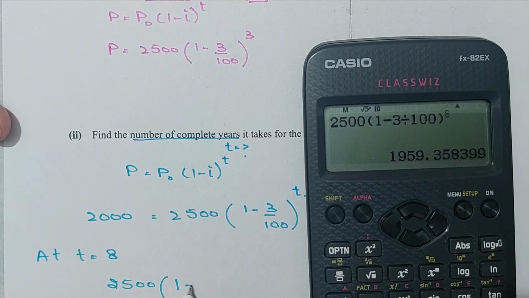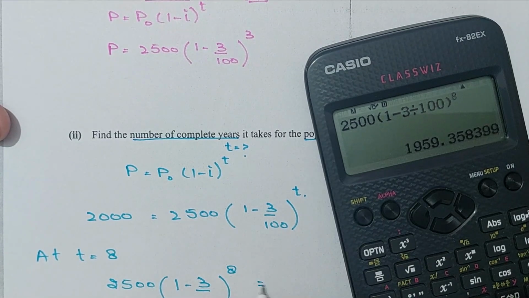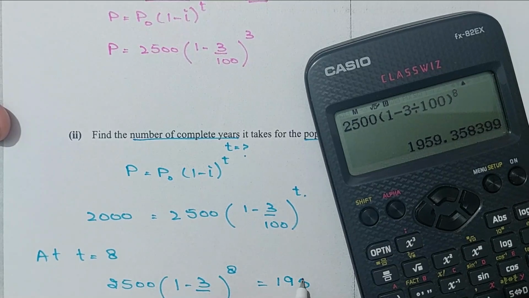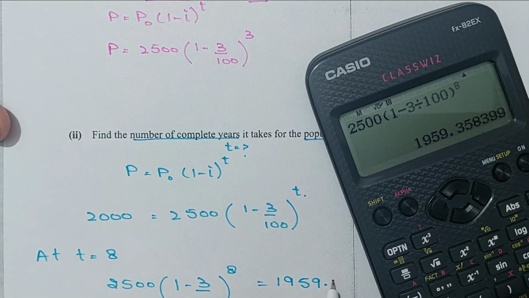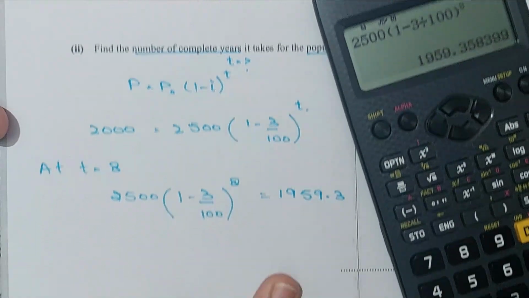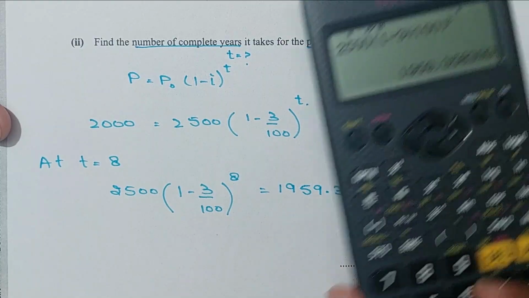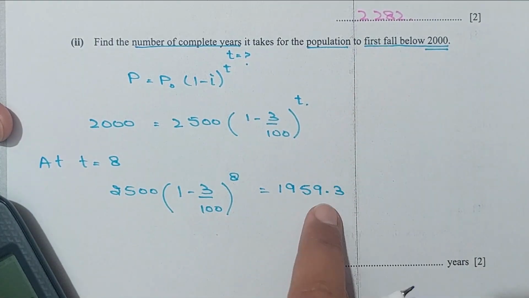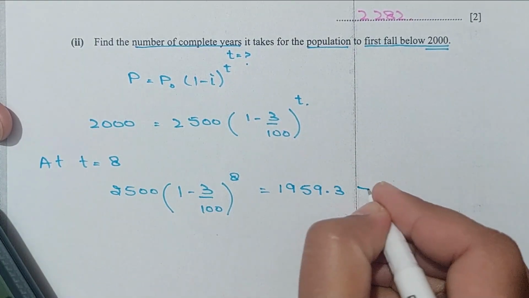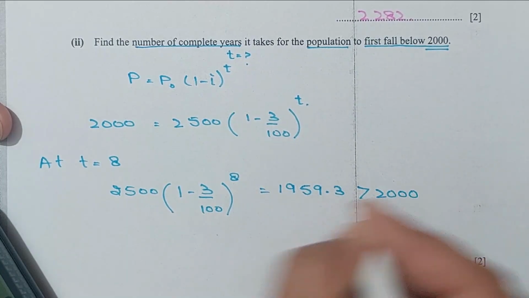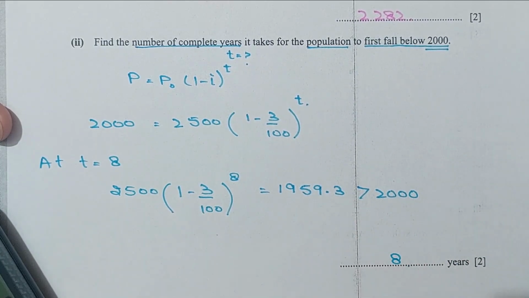2500 times 1 minus 3 over 100 to the power 8 equals 1959.3. Okay, this would be the population, and this is the first fall below 2000. So this number is less than 2000. So the number of complete years is 8.